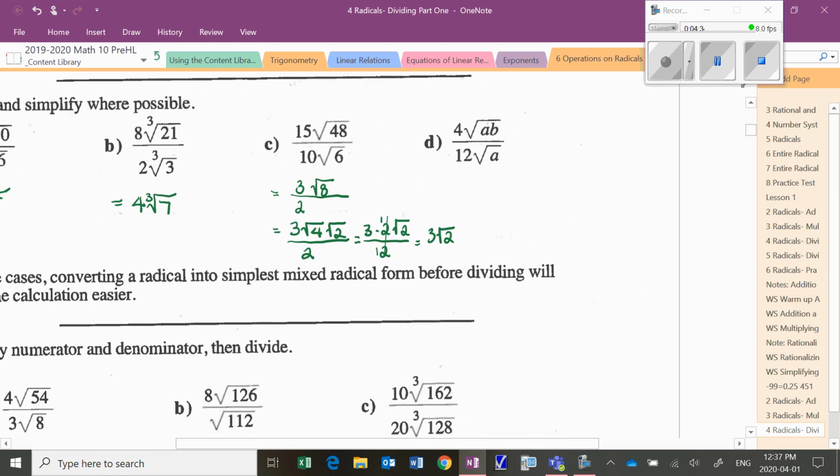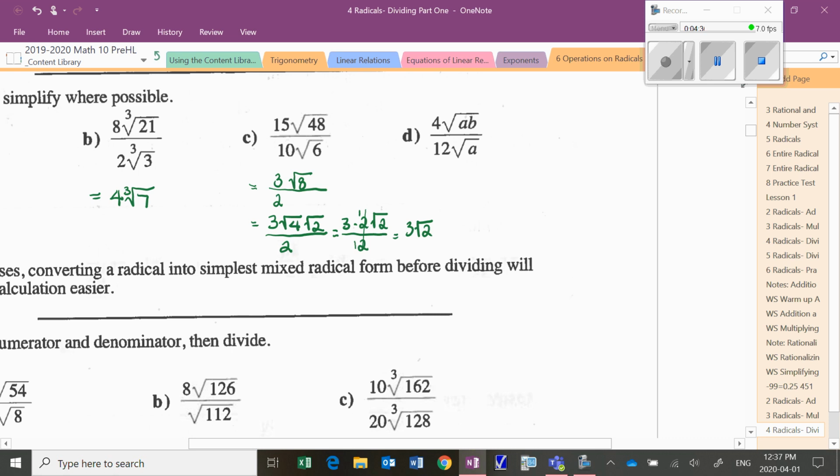For any of these, remember, you can always check using your calculator. You can take a look at your original expression, 15 root 48 divided by 10 root 6, and put that into the calculator, get a decimal approximation, and that will, of course, be the same, or should be the same, as the decimal approximation for 3 root 2.